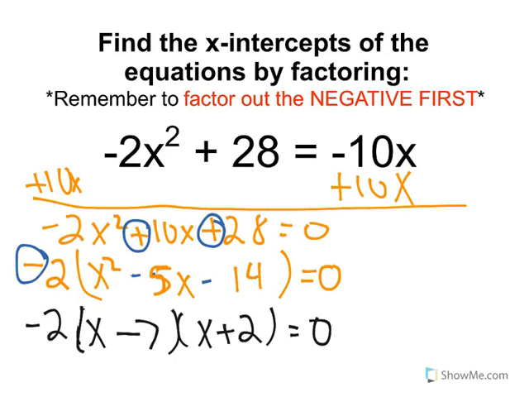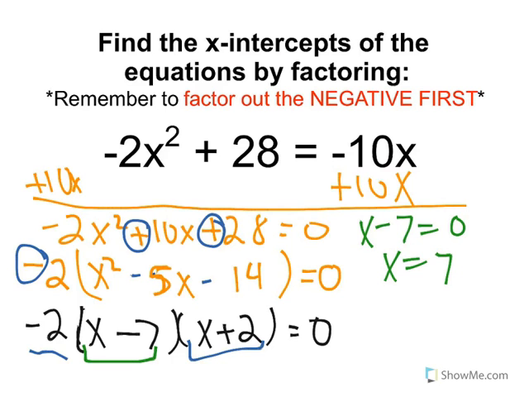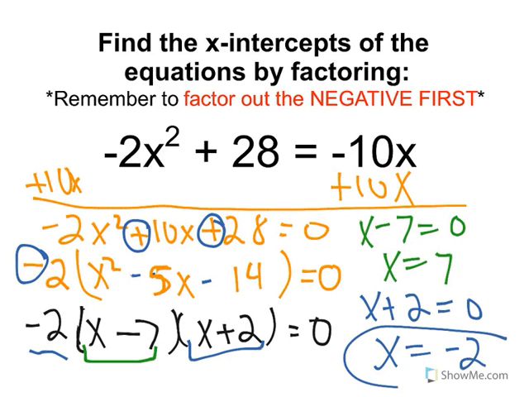So remember, we're only setting equal where we have x. So we'll set that part equal and that part. Not the 2 out here because there is no x there. So x minus 7 equals 0 means that x equals 7. X plus 2 equals 0. X is negative 2. So our solutions are negative 2 and positive 7.